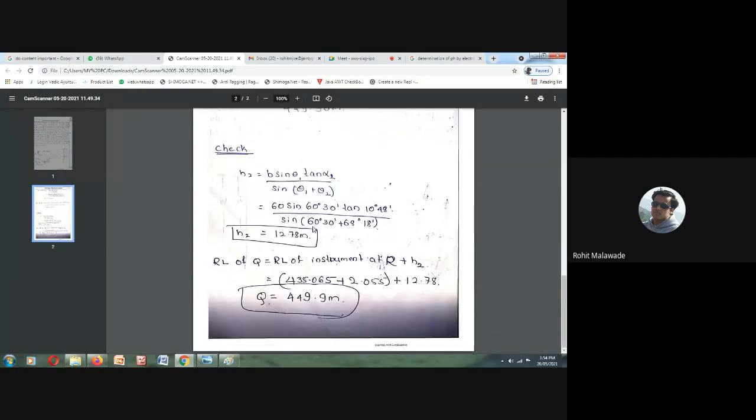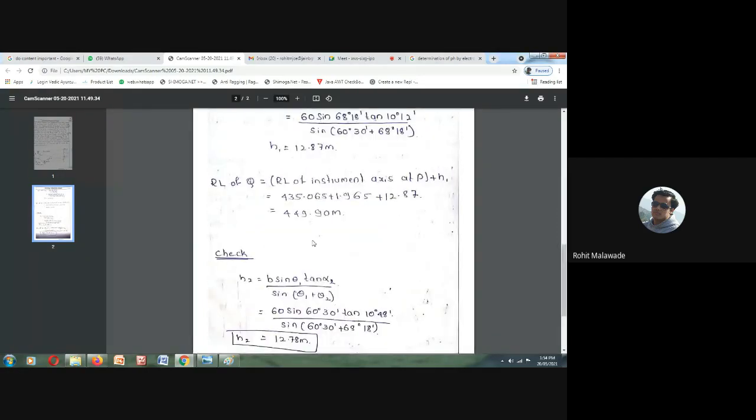If it is getting matched with each other, then whatever the problem we have done, we have done it correctly. Do you have any doubt in this?